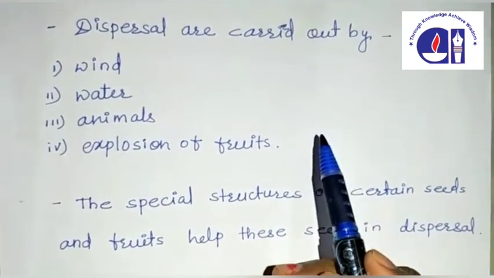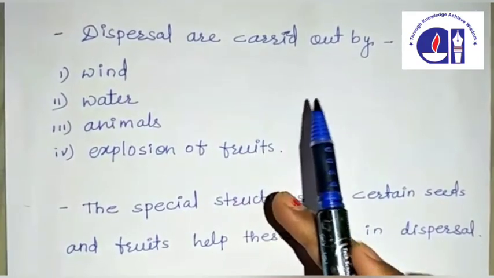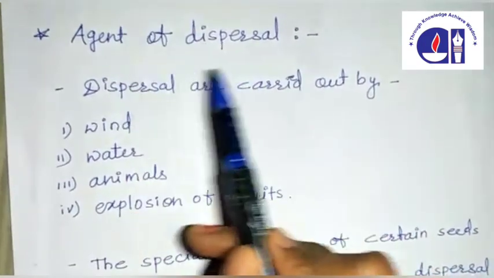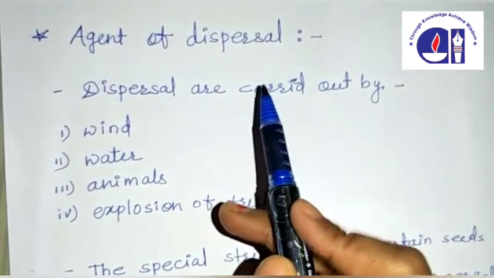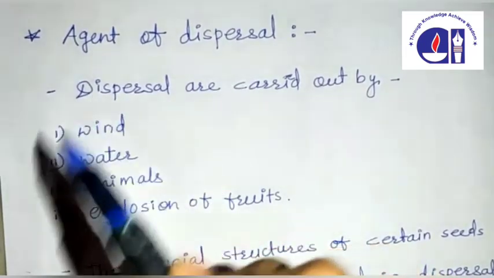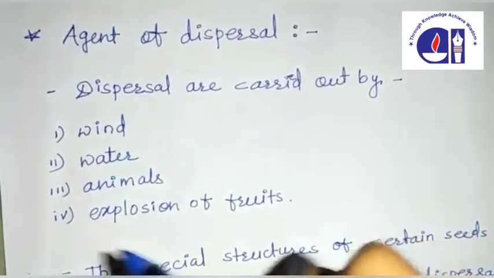So what did we learn today? The stages in germination, dispersal and the agents of dispersal. Okay, students, in the next period we will learn these agents of dispersal in detail.